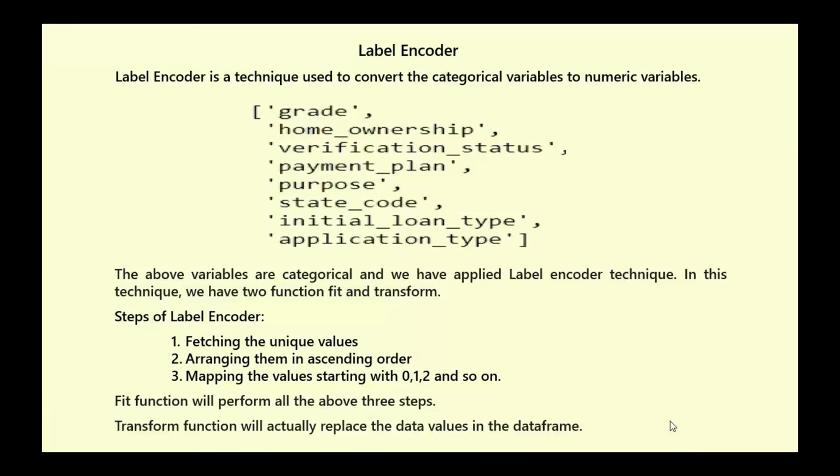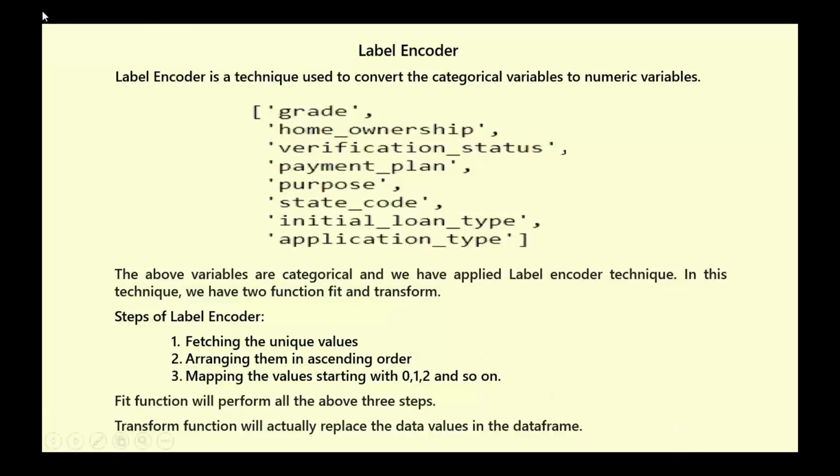Now, prior to building the model, we need to perform a few more steps, like converting the categorical data to numeric data. Here we have a few variables like grade, home ownership, verification status, payment plan, purpose, state code, initial loan type, and application type. These were categorical data, so we need to convert them to numeric.